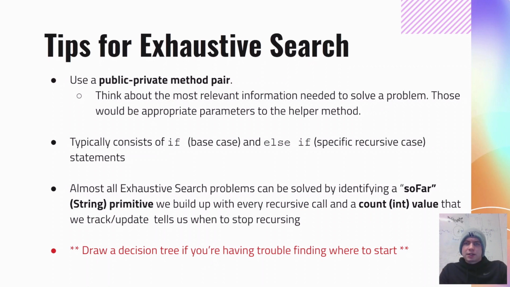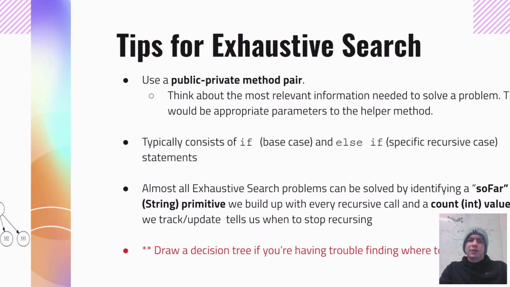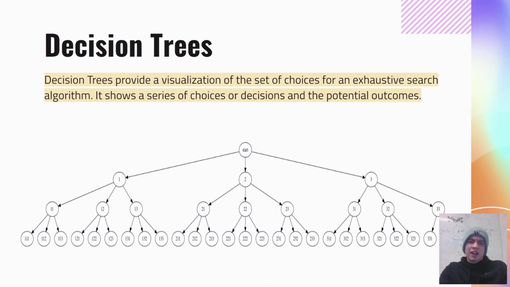Almost all exhaustive search problems can be solved by identifying a so far primitive, usually a string, that we build up with every recursive call, and a count value that we track or update, and that tells us when to stop recursing. So for using our previous decision tree, the so far we're using is we're building up a string of digits. And the count is the length of that string. We'll stop recursing once the length of that string that we built up is equal to 3.